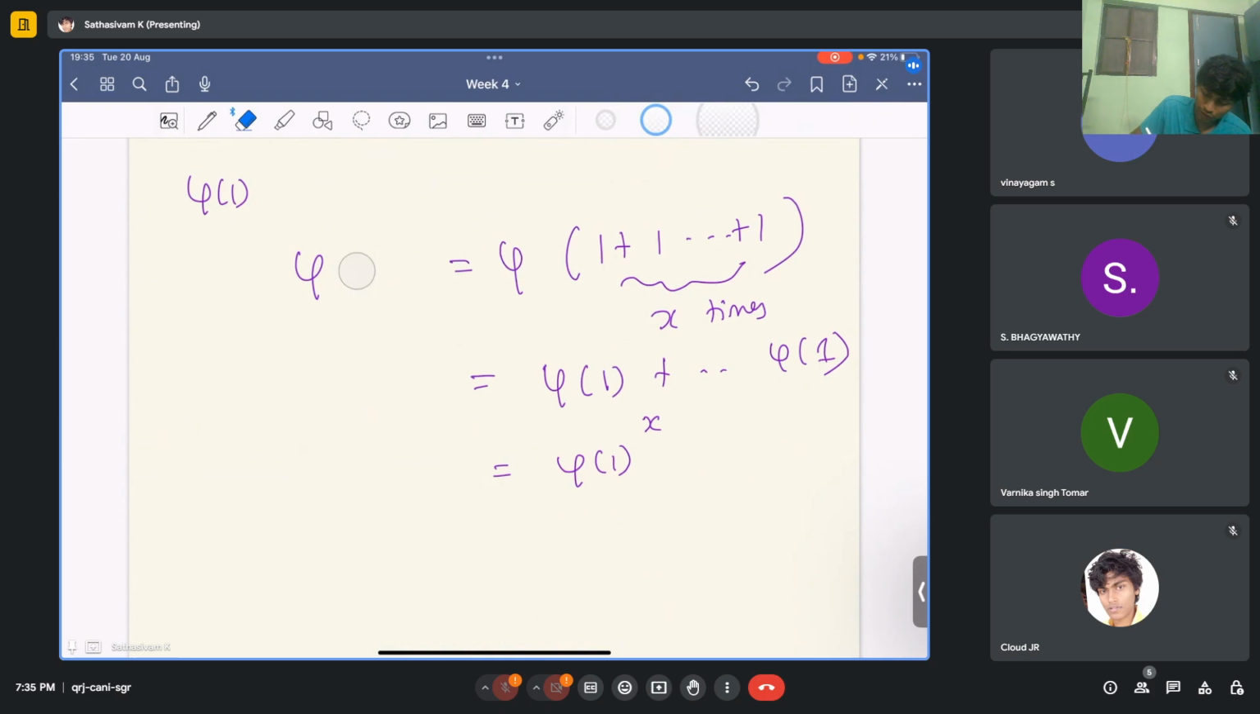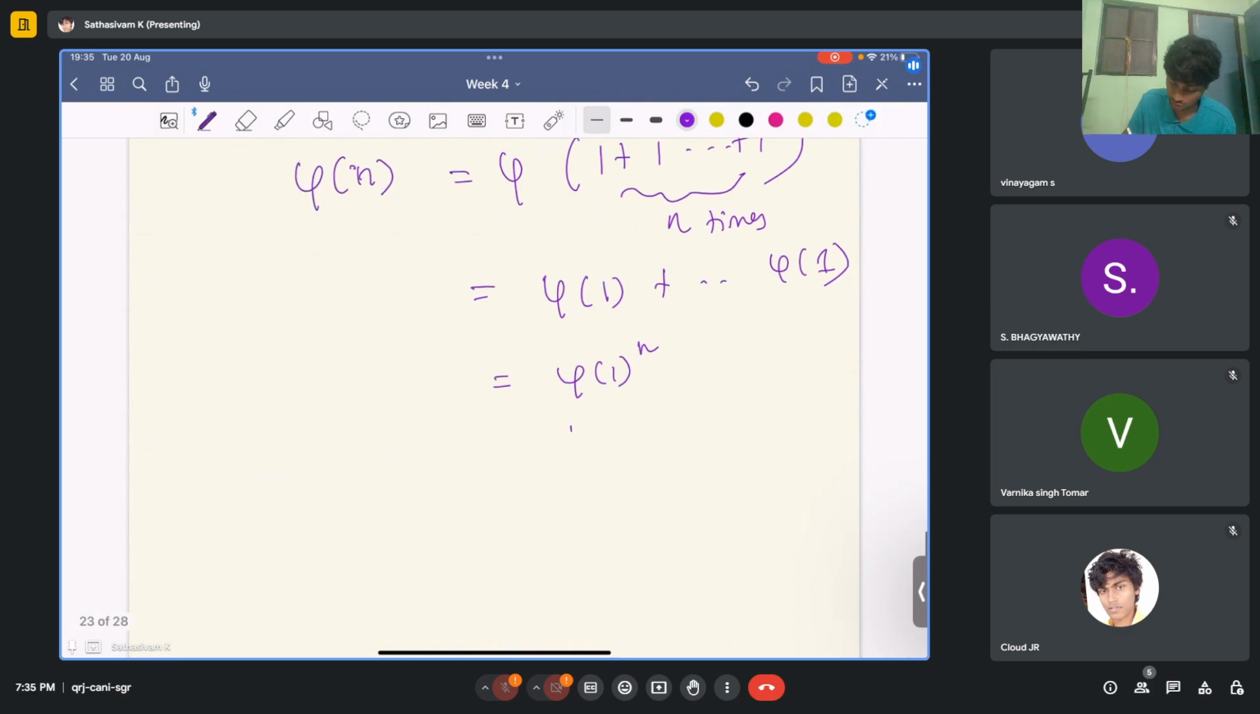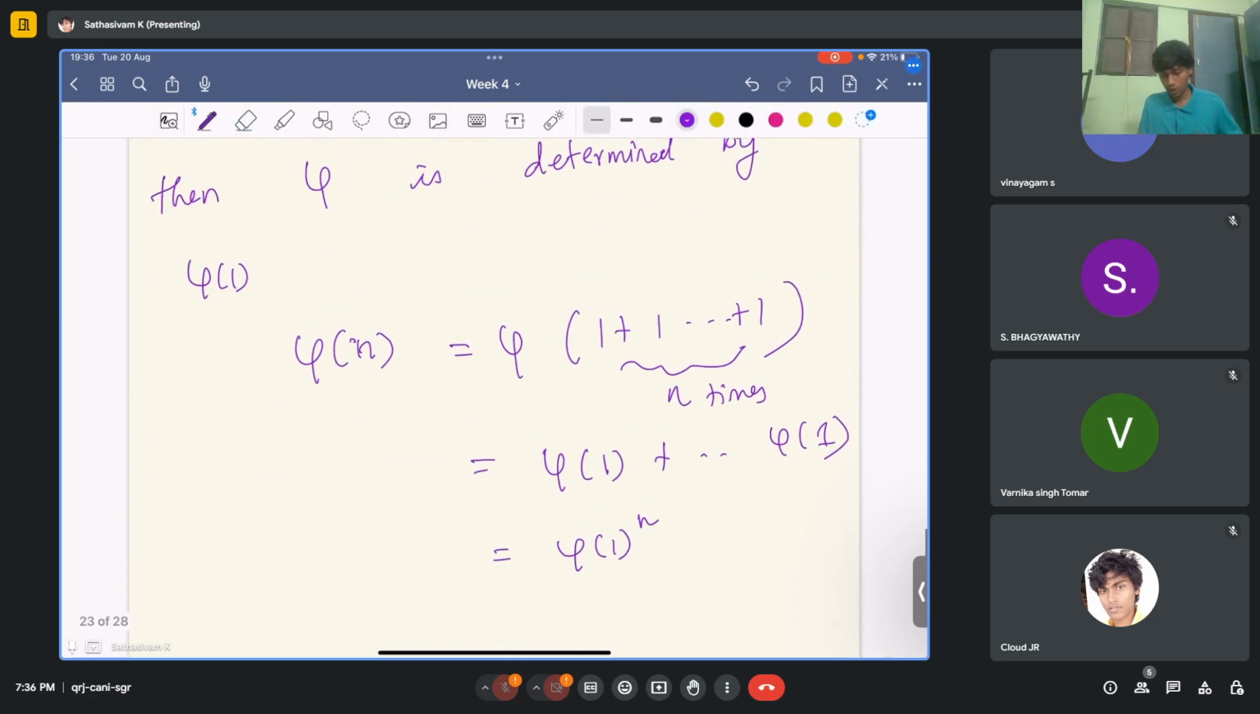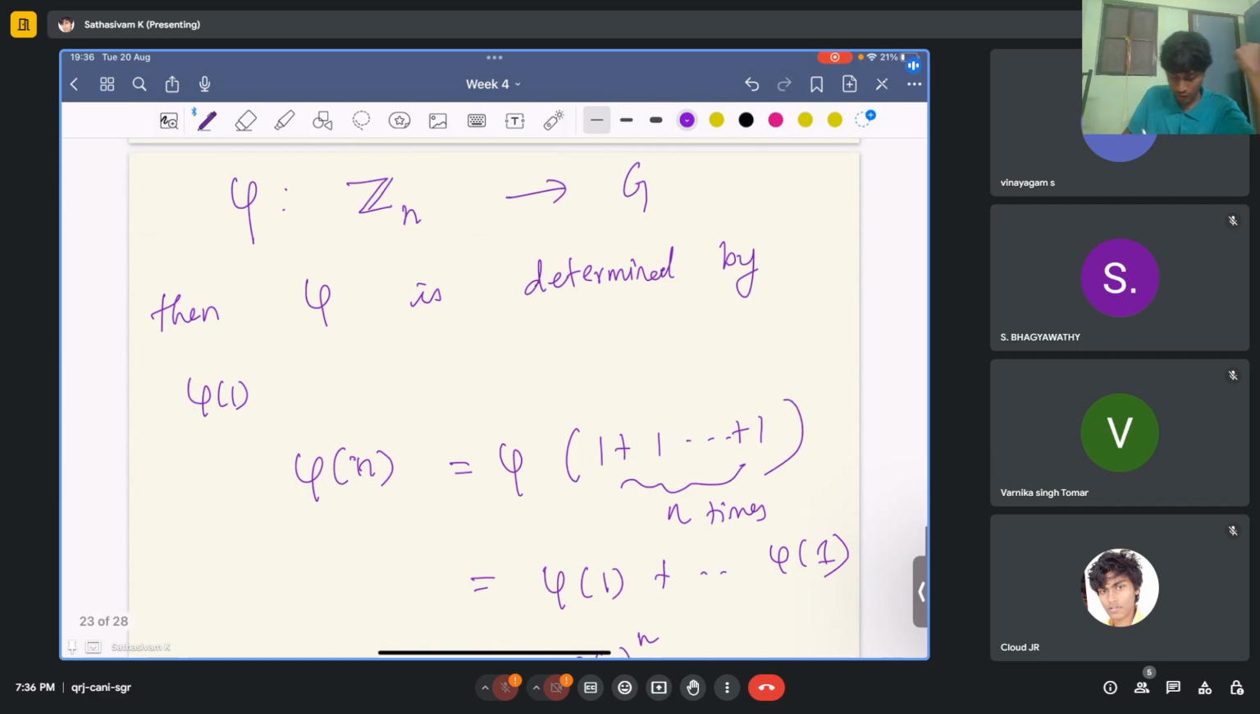Maybe I will put n here rather than x. Phi of n is phi of 1 multiplied n times. If G is an additive group, then you have to write n times phi of 1, but it's understood from the context what I mean. So as long as you know where the 1 maps, you know every other element. So the question is, what are the possibilities that 1 can map to?